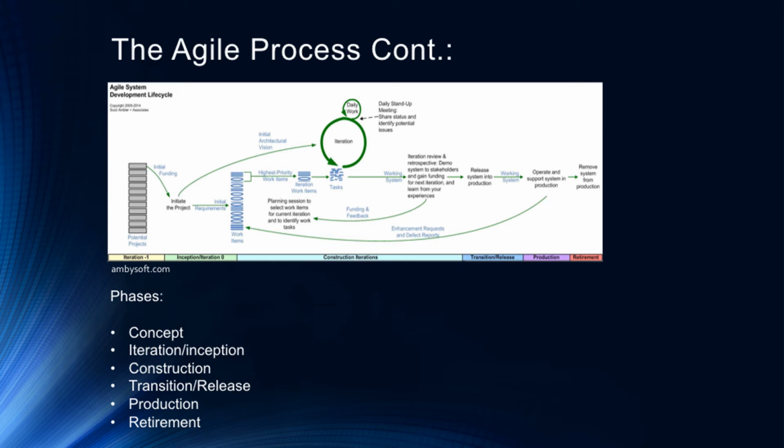There are daily stand-up meetings. You share status and you identify potential issues during those meetings. You resolve those issues and you work through those tasks until the iteration is complete, and then you start your next iteration. If you were to define phases in Agile, and usually you use iterations to define the Agile process, but here I will list what would be considered phases in Agile. It's concept, iteration, inception, construction, transition, release, production, and retirement.